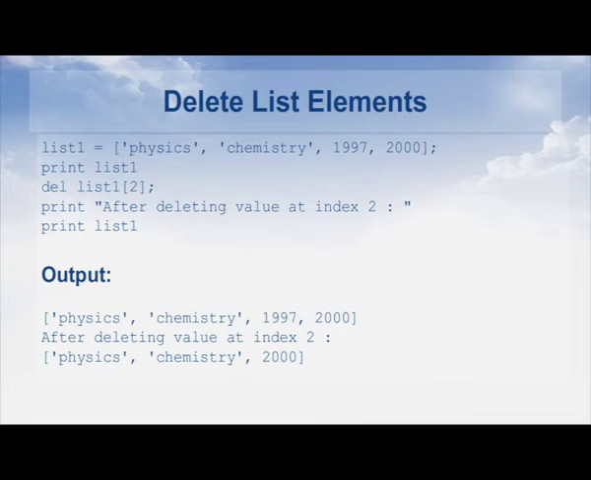Here again we use the same old list which has the elements physics, chemistry, 1997 and 2000. We print the list. So at the output you can see that the elements are printed as physics, chemistry, 1997 and 2000. Then we use the del statement, del list1[2], where 2 is the index value. The index value 2 refers to the element at index 2, that is, in our case, 1997. And after deleting the element, we again print the list. Now you see that the item 1997 is no longer there in the list.